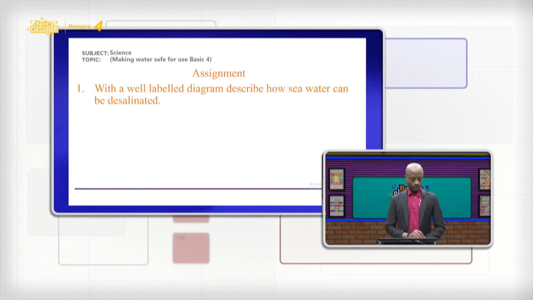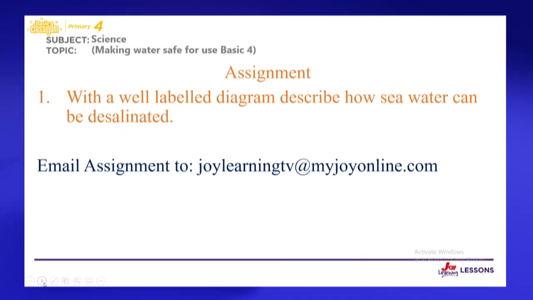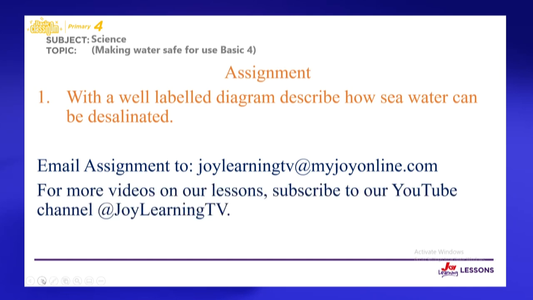Okay, so let's look at our assignment for today. With a well-labeled diagram, you are to describe how sea water can be desalinated. There's one method that we can use to make sea water safe for drinking. What is that method? Get the diagram drawn nicely and write a detailed description under it and send it to us at joylearningtv@myjoyonline.com. We will give you the feedback. So write the assignment down.